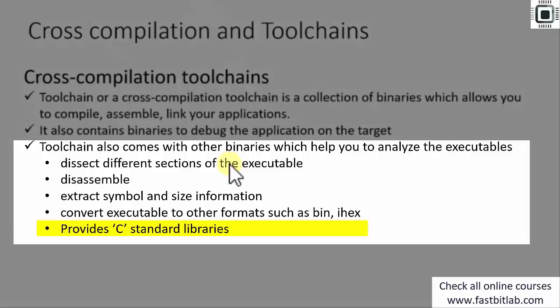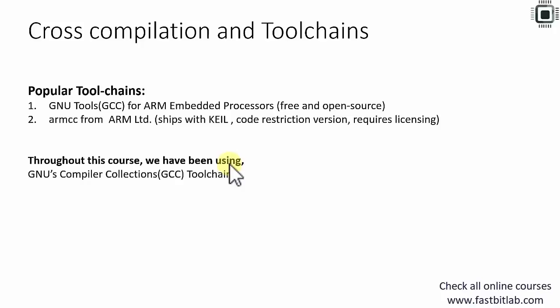Now for ARM architecture, we have got two popular toolchains. One is provided by GNU, that is GCC for ARM embedded processors, which is completely free and open source. And ARM also provides its own toolchain, called ARMCC. This actually ships with Keil IDE, and the code restriction version is free. But if you want to remove that restriction, you should purchase the license. So that's why we'll not be using ARMCC in any of our courses. We'll be using the open source one, that is GNU tools.